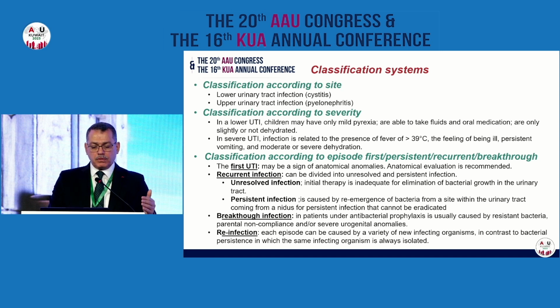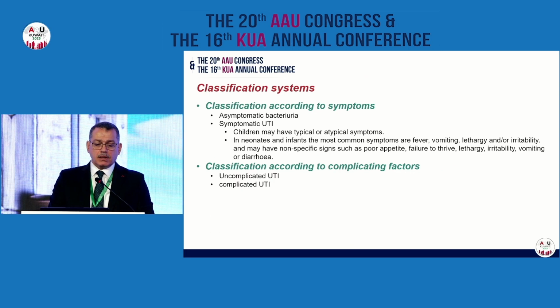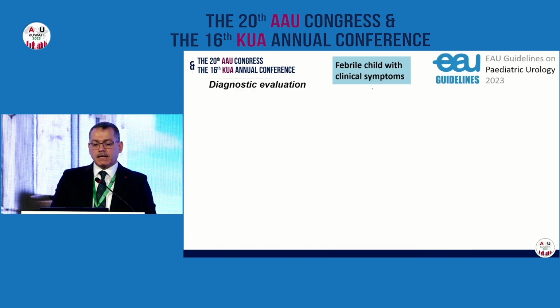Breakthrough infection is applied to those patients who are already on antibacterial prophylaxis and is usually caused by resistant bacteria, or non-compliant parents, or if there is any severe urogenital anomaly. Reinfection is usually for those patients where each episode of infection can be caused by a variety of a new infecting organism, unlike that of bacterial persistence. The UTI could be symptomatic or asymptomatic, and the symptomatic could be typical or atypical. The last classification is according to the complexity, whether it is a complicated or uncomplicated UTI.